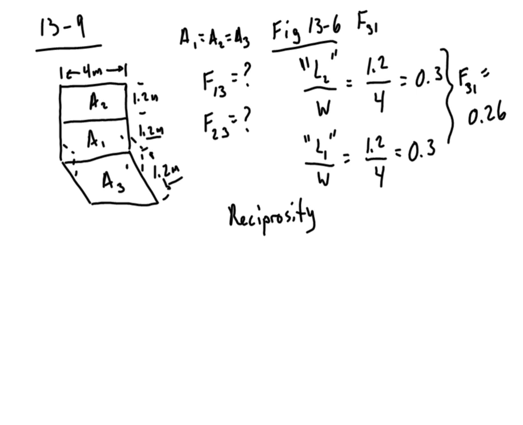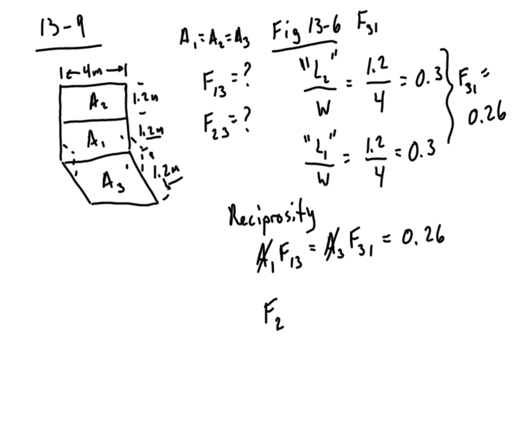Reciprocity tells us that A1 times F13 is going to equal A3 times F31. In the beginning, we said that A1 is equal to A3, so they'll cancel each other. And reciprocity tells us that F31 is equal to F13. So from that, we say that these are both equal to 0.26.